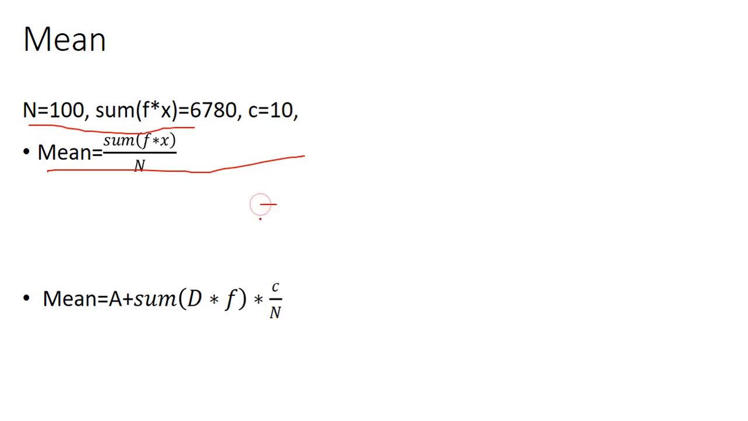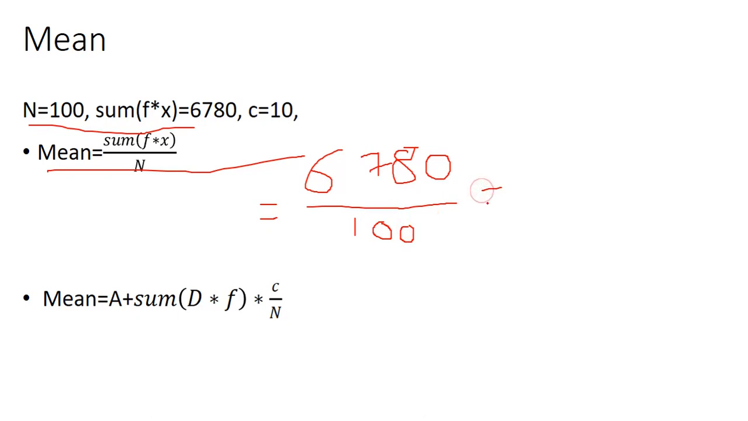See, sum of f x i means 6780 divided by 100 equal to 67.8. This is our final answer for mean.